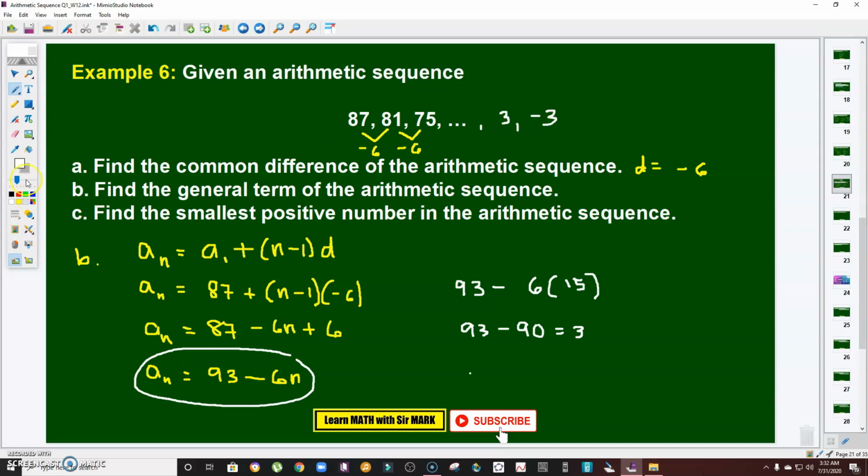So, the question there is, what is the smallest positive number? Now, again, let's go back, how did I get 15? I just multiplied a number so that it gets close to 90, and I know 6 times 15 is 90. That's all. Clear?